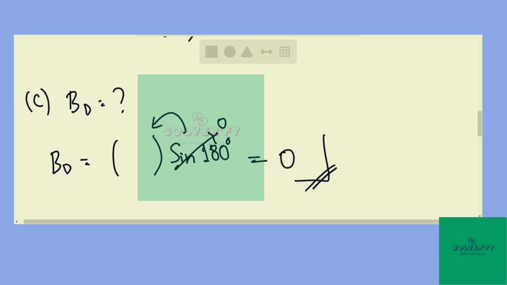Because the magnitude of the magnetic field at this point is 0, we don't need to calculate the direction because the vector is just 0. So this is it for this problem. Thank you.